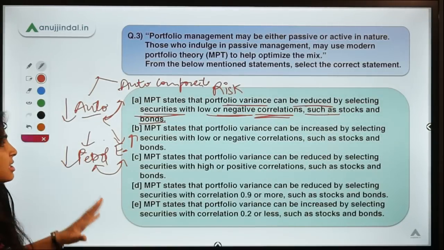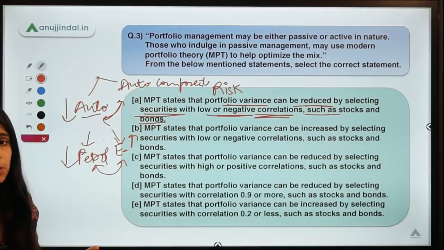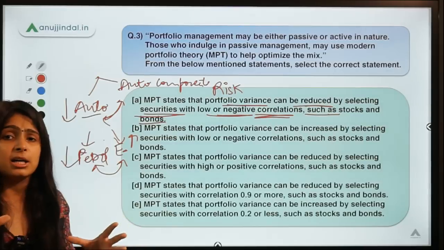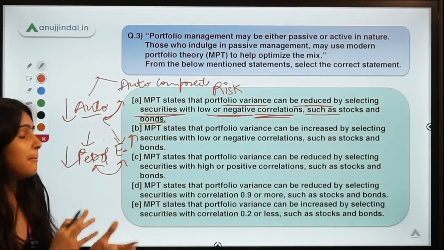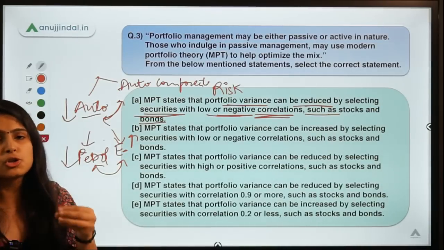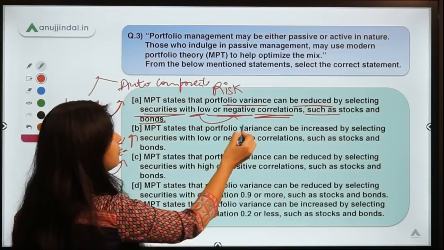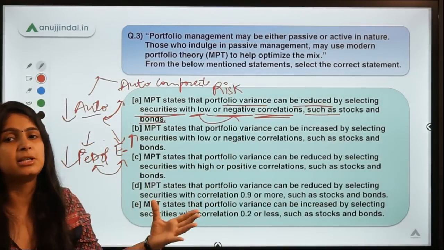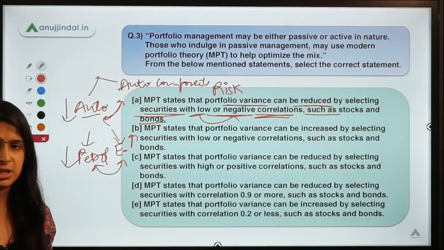So this theory says that if you want to reduce the risk of your portfolio, then what you can do is invest in entities or companies from different sectors, or better, those investments, those companies should have a low correlation or a negative correlation between them. So basically, the lower the correlation, the better it is, because your portfolio is more diversified.